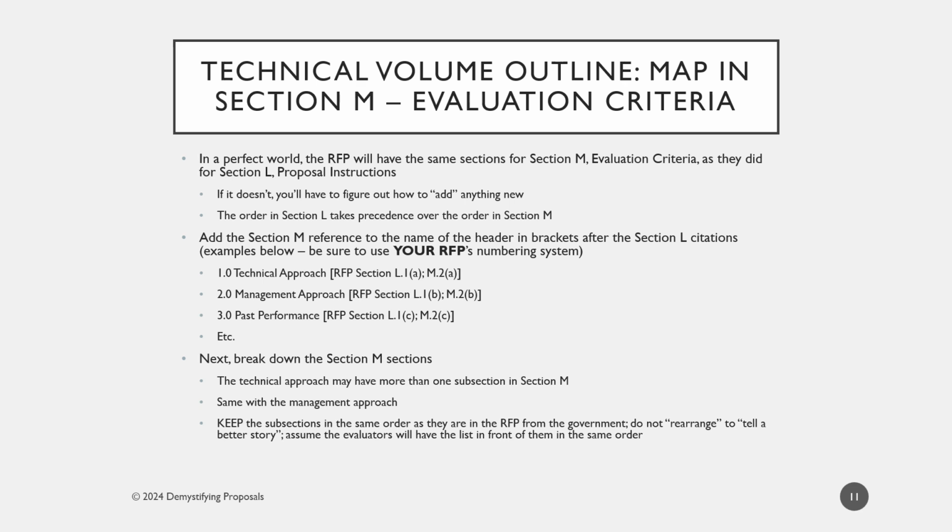Next, you want to break down the M sections. So again, the technical approach may have more than one section in section M. Hopefully, they're the same as you had in section L. And so all you have to do is add the M references in the brackets because the names would be the same. But if not, you need to add anything from section M that is not in section L. The same is true from your management approach. And again, do not rearrange the order of the sections. Assume the evaluators have a list in front of them that's in that same order.